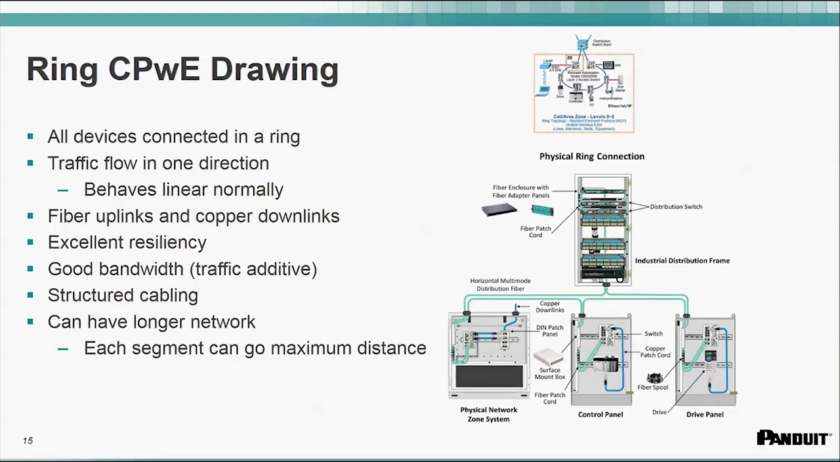This is a depiction of a logical to physical mapping of a ring topology. Although it is a ring, the network traffic flows in one direction. So it essentially behaves as a linear topology until there is a disconnect. When a disconnect occurs, the network traffic will flow up to the IDF in 2 paths.